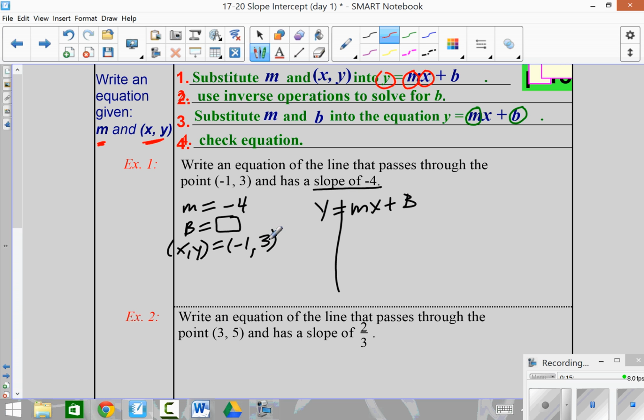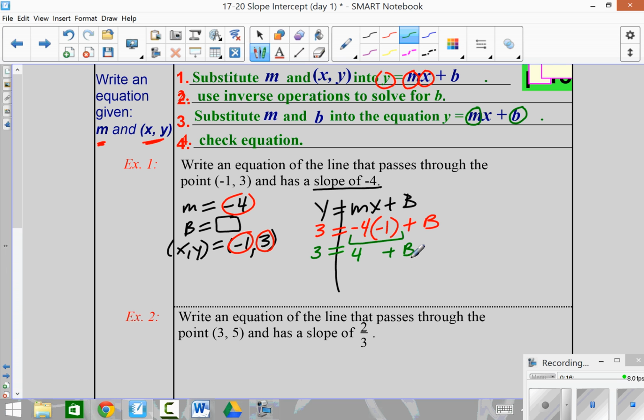So my y here is the 3, because it's my y. My m here is -4. I'm going to put a -4, times my x is my -1, plus my b. My b is unknown, so I'm going to keep it as plus b. I'm going to go and simplify here. 3 is going to stay the same. -4 times -1 is a +4, and I still have a plus b.